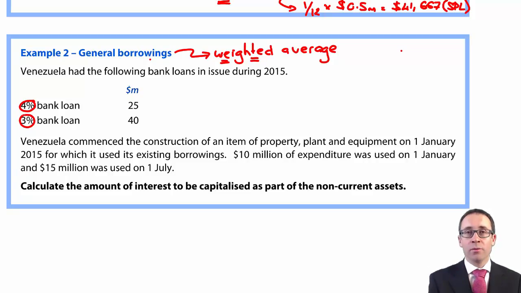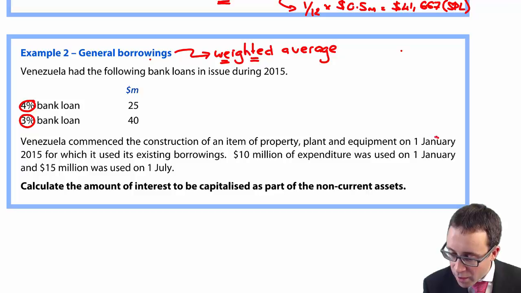Okay. If I want to fund the project, there's $65 million which I can borrow. Okay, but I'm not going to borrow all of it, am I? I might take out different parts at different points within the year. So to work out how much is capitalized, I'll need to work out the weighted average amount of interest first. Okay.